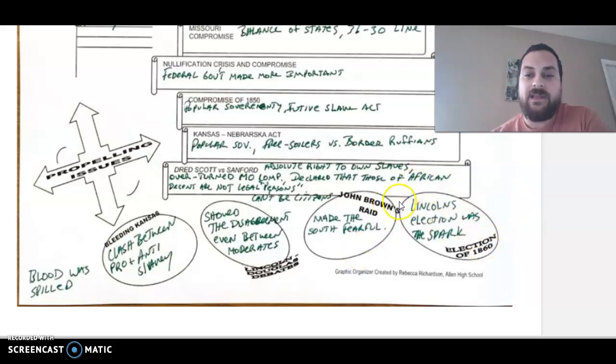And lastly, Lincoln being elected is the spark that blows up the powder keg, because now it kind of ties back up to here, the nullification crisis. Now you have someone who's on record saying slavery isn't going to end. So even if he is not an abolitionist, he is not going to allow slavery to spread, which means it's just a ticking clock before the South loses all of its power. All right, so this is a pretty good document.